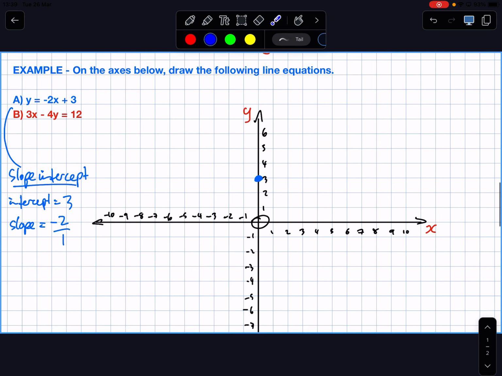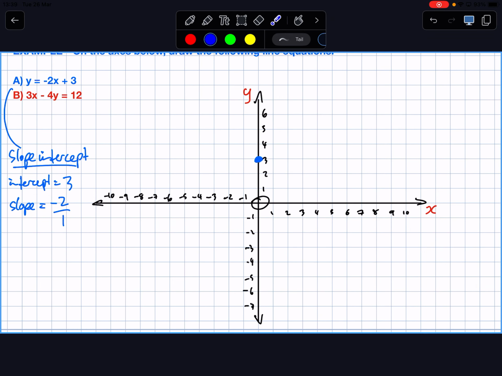Because that top one is negative, do I go up or do I go down? Say it louder. Down, and how far to the right? 1, because 1 is on the bottom. So from my y-intercept, I go across 1 and down 2. So I place a dot there, and then I'll try my best to draw a straight line. That's not quite right. I'll have to correct it after. Dot, dot, dot. That's your y is equal to negative 2x plus 3.